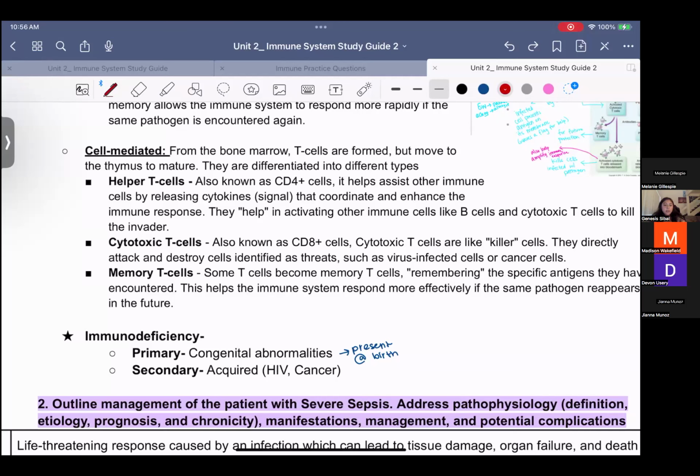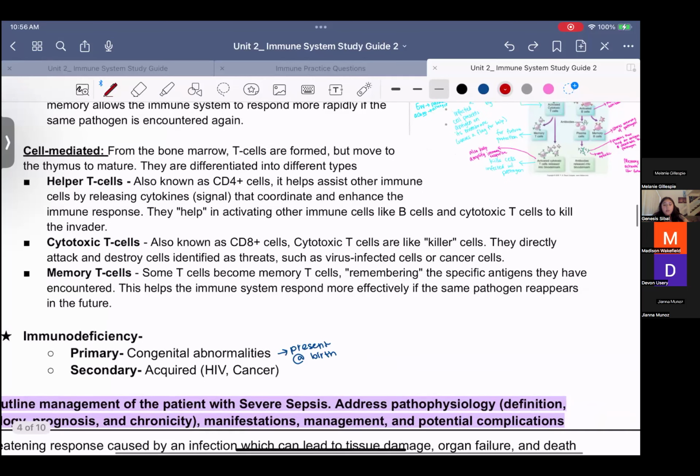So with helper T cells, we're talking about CD4 cells. And what's important to know about this is because when we talk about HIV, we're talking about CD4 cells. So we're talking about helper T cells. So this essentially helps with other immune cells by releasing cytokines. So remember those cytokines, they help signal, they help be those messengers for that cell, and then they coordinate and enhance that immune response by being those messengers. So they help in basically activating other immune cells like B cells and cytotoxic T cells to kill the invader.